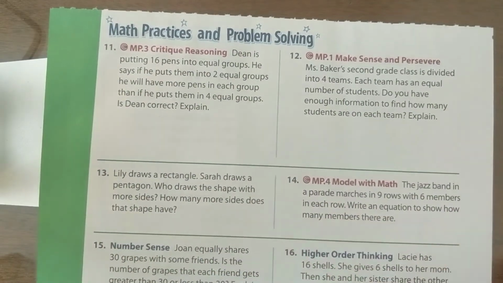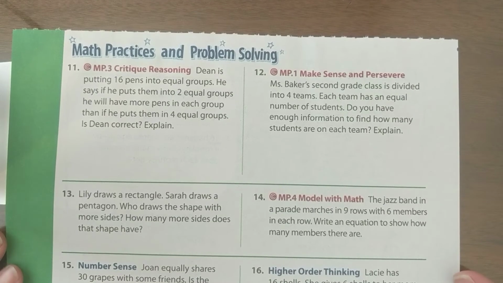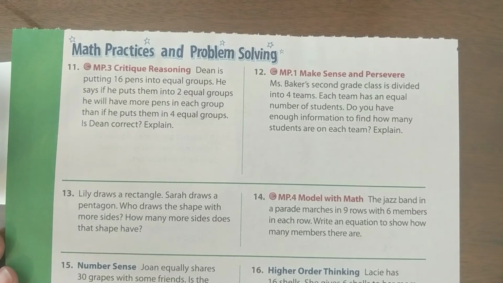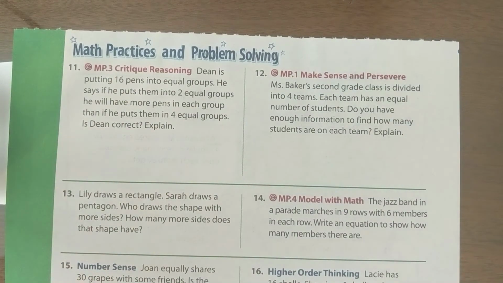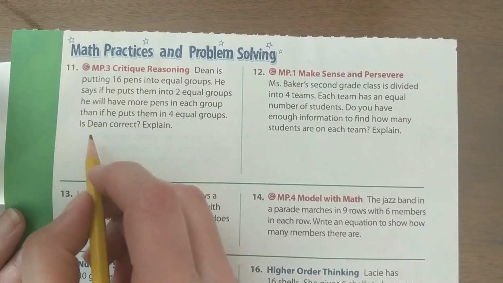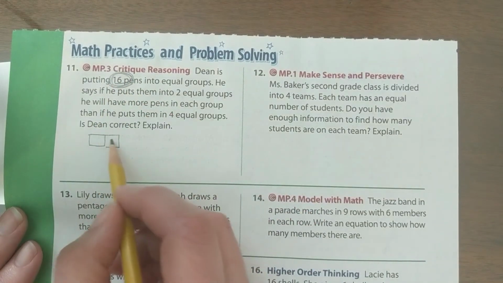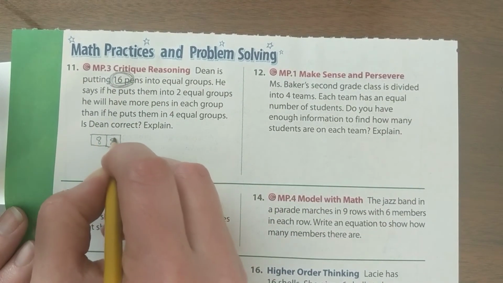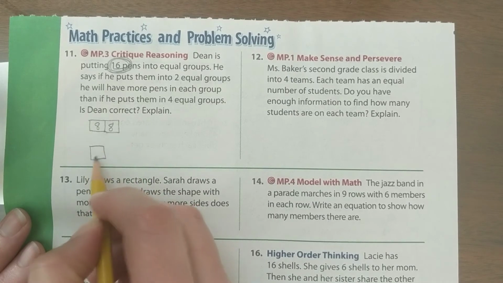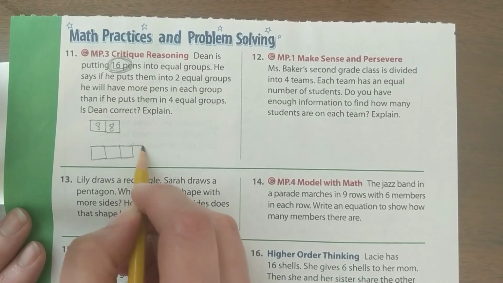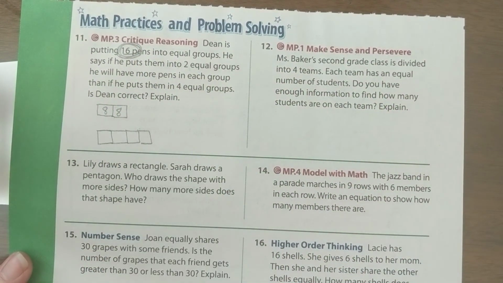All right, back side. Dean is putting 16 pens into equal groups. He says if he puts them in 2 equal groups, he will have more pens in each group than if he puts them in 4 equal groups. Is he correct? Explain. Well, let's see. If I have 2 equal groups and I want to get 16, what double would equal 16? 8 plus 8. Okay, now if he wants to put them in 4 equal groups, is each number going to be bigger or smaller? Each number is going to have to be smaller because I can't put 8 here. That would be more than 16.